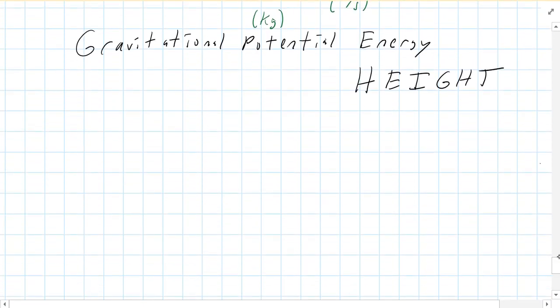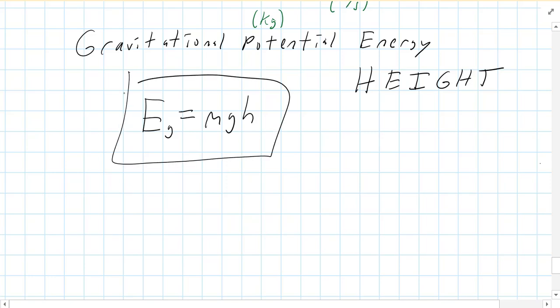So we rewrite that and we call that energy gravitational, and that's gravitational potential energy, and it's equal to the force, which is mg. And instead of saying delta x, since we're going up and down, we call it height. So mgh. That's the equation for gravitational potential energy.